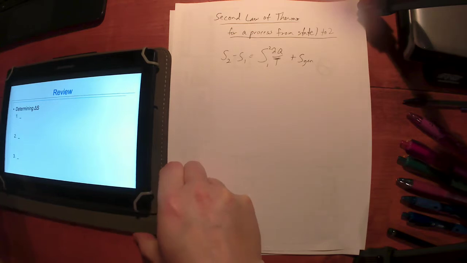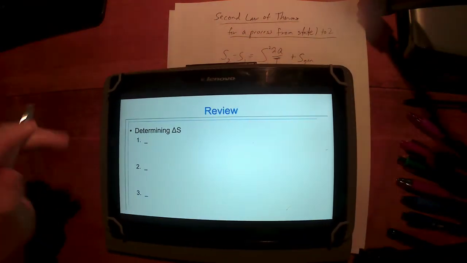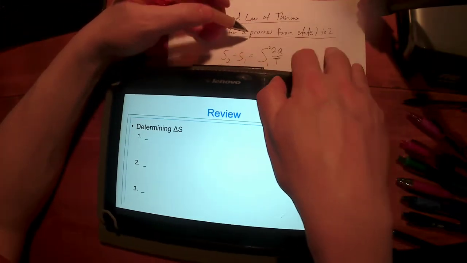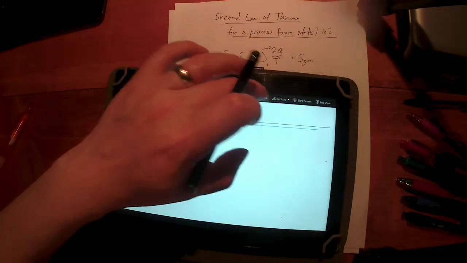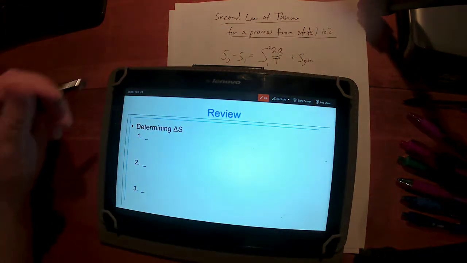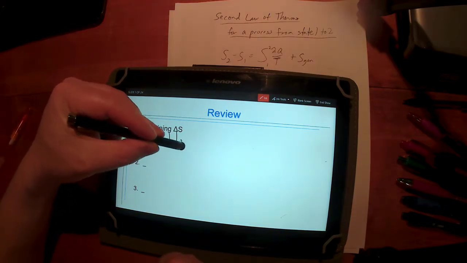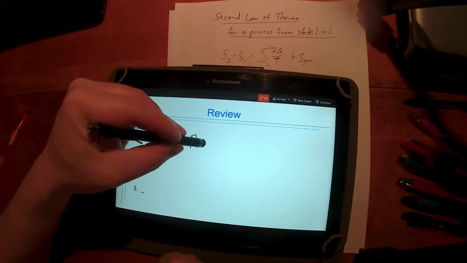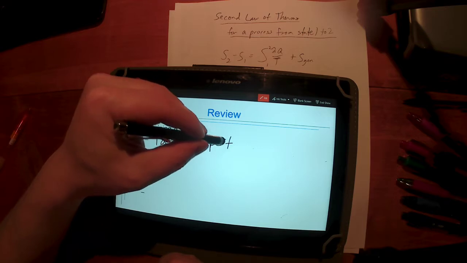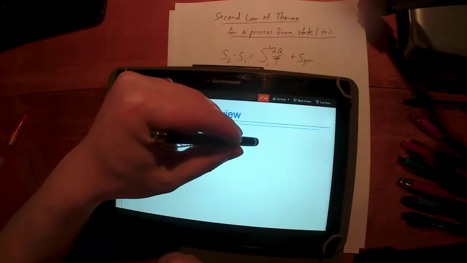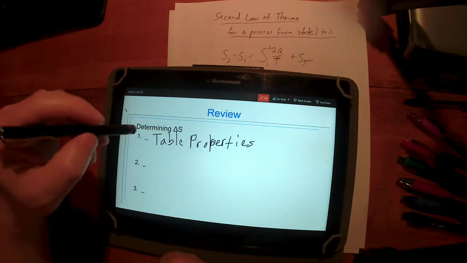Now, what we need is to be able to quantify that entropy change, right? How do we quantify this entropy change? Well, that's where we finished up last time. We talked about some different ways of quantifying an entropy change. And we said, well, one of those is table properties. Right? Works good for water and R134a, table properties do.